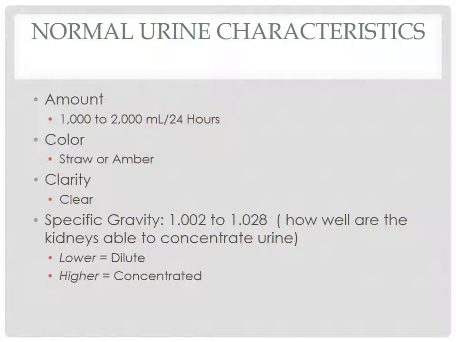Normally, urine is about 1,000 to 2,000 milliliters produced in a 24-hour period, and the color ranges from straw colored to amber colored. The clarity, how clear it is, should be clear. The specific gravity ranges from 1.002 to 1.028. It tells us how well the kidneys are concentrating urine. So the lower the number, the more dilute the urine is. The higher the number, the more concentrated the urine is.